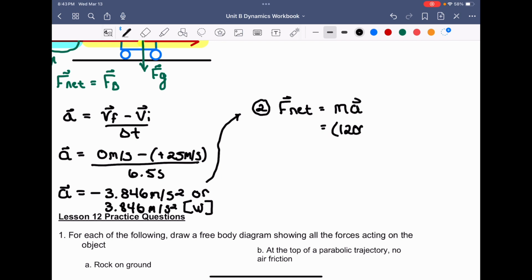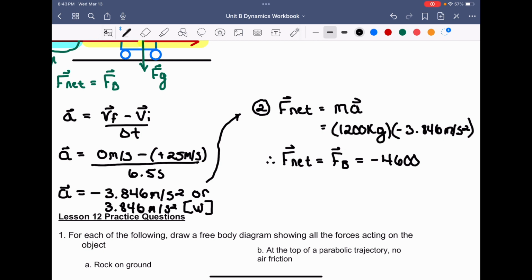The mass is equal to 1,200 kilograms, a pretty typical car weight, multiplied by the acceleration, which is negative 3.846 meters per second squared. Therefore, the net force, or the force that's causing this to brake, FB, the braking force, is equal to, if I actually multiplied it out, negative 4,600 in terms of newtons.